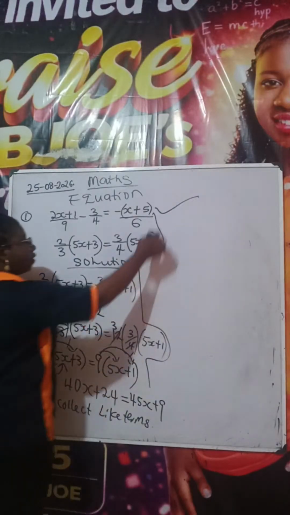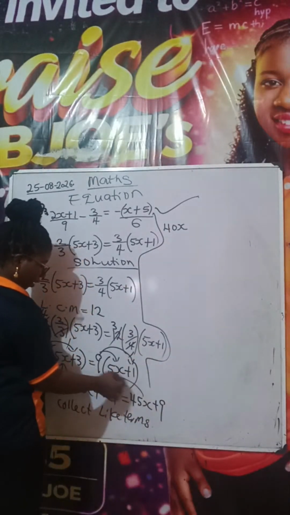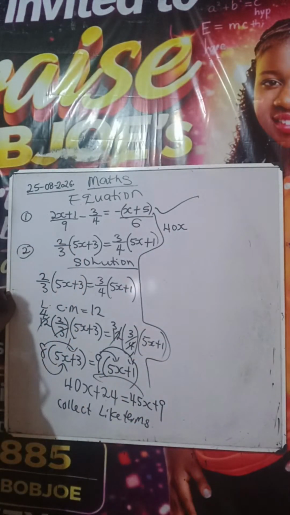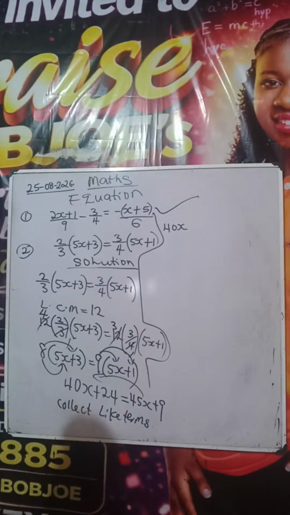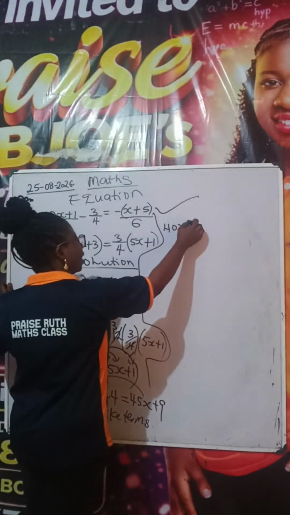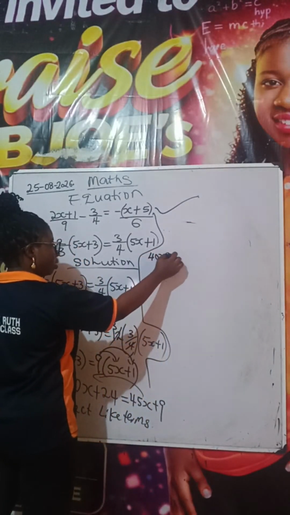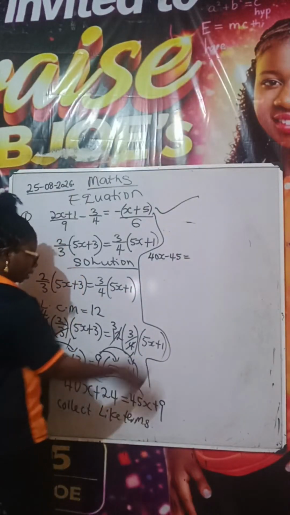So we have 40. I'm bringing this 45 here. If I bring 45 to the left, will it be plus or minus? The 45, if I bring it there, will it be plus or minus? So what do we have? Planet, you are welcome. Thank you for joining. So that will give us minus 45. Good job. Let's write it here. 40x minus 45 equals to 9.